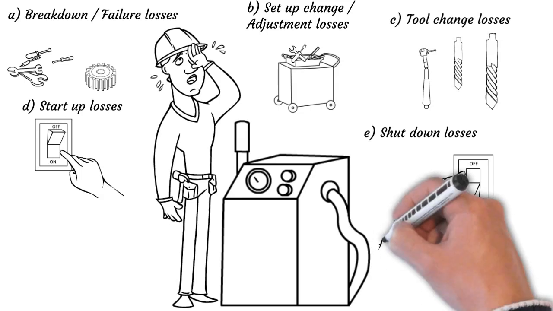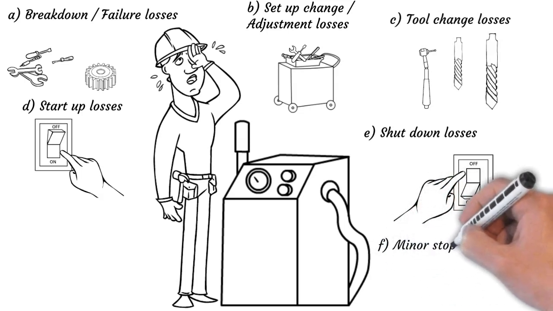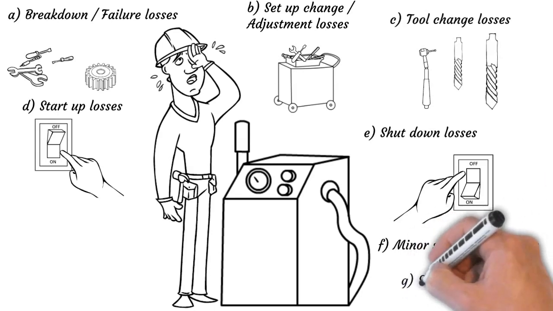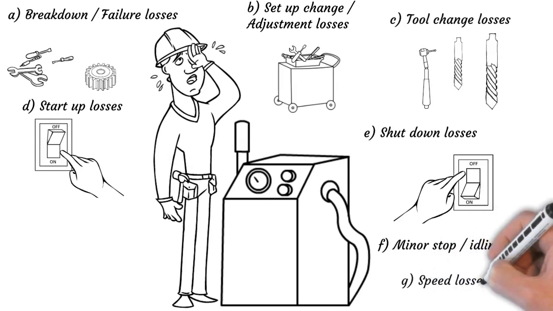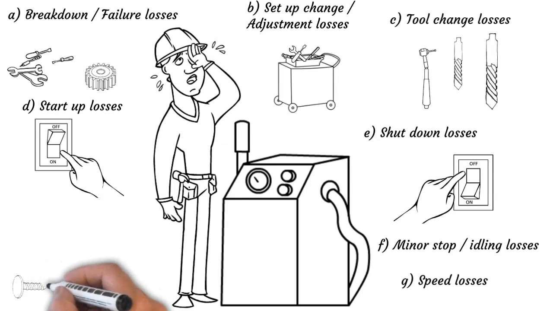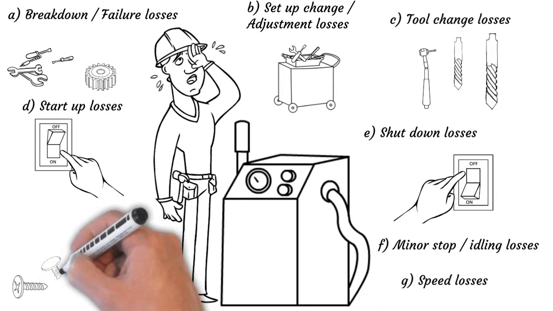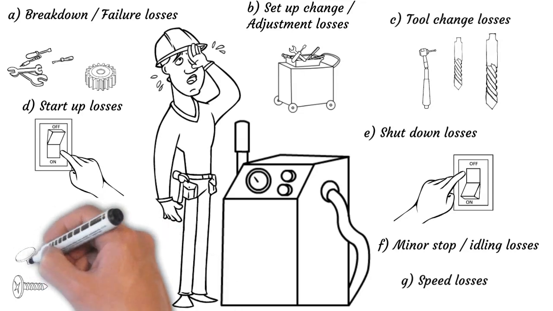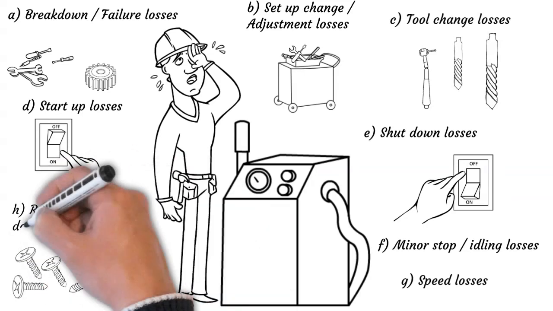Minor stop and idling losses. When machine is stopped for resetting the parameters, adjustment done of some sensor or probe. Speed losses. When machine is being operated at the lower speed than designed by the manufacturer. Rework, rejection, defect, deviation losses. When output from the machine is defective, which is causing deviations, rework or rejections.